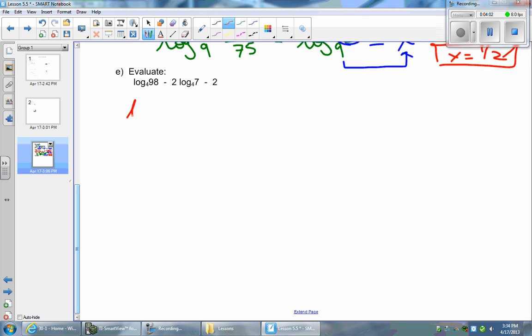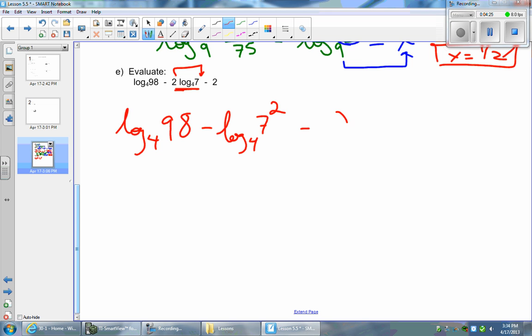This is log, of course, 4 of 98, right? You could have, well, you know what? I got a better place to start then. I'd rather start on this guy in the middle, right here, and go, okay, isn't that 7 to the power of 2? Sure. So there's your log 4 of 98 minus log 4 of 7 to the power of 2 minus 2. Well, wait a second. Hold on. Let's clean this up a little bit more. This is log 4 of 98 minus log 4 of 49. That's kind of cool.